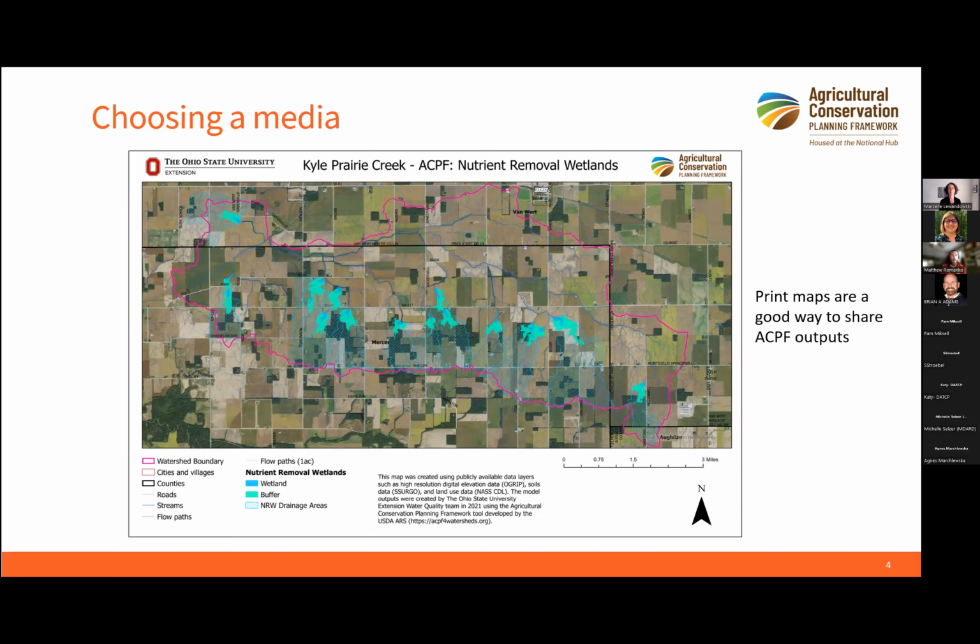You can see here that I have this output from the ACPF, the nutrient removal wetlands for one of these watersheds that I ran. This is pretty good to look at the whole watershed and see on an overview where the opportunities exist to site this practice in this HUC 12 watershed. So you can make print maps of all of these different practices, whatever you're interested in, and you can take these to meetings or out to different landowners and share these with them.